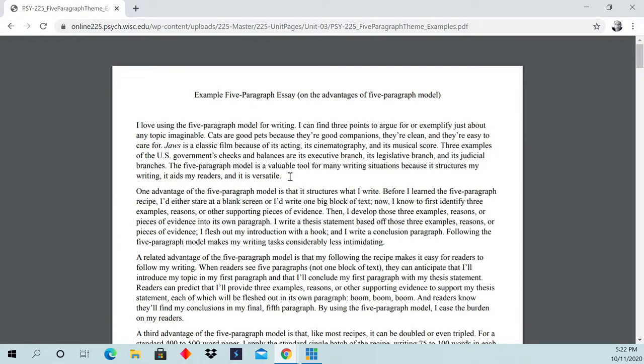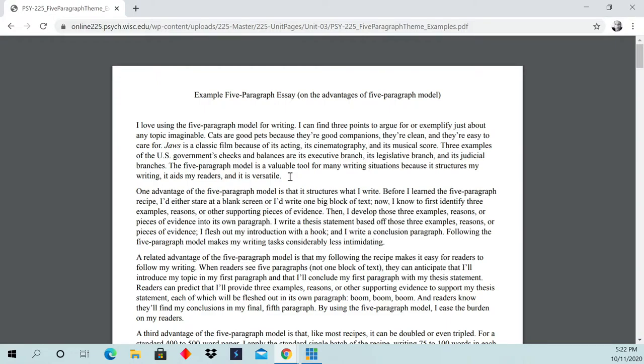But notice in the beginning, remember I said you have your hook. That first sentence is something that should grab your reader's attention. Now, you can argue whether or not this is a good hook, but we'll call it a good hook. "I love using the 5-Paragraph Model for writing." Okay, that captures my attention. That tells me right now, okay, maybe I want to listen to this because I have to write a 5-paragraph essay. And if this person loves 5-paragraph essays, then maybe I should listen. So there's my hook, that first sentence.